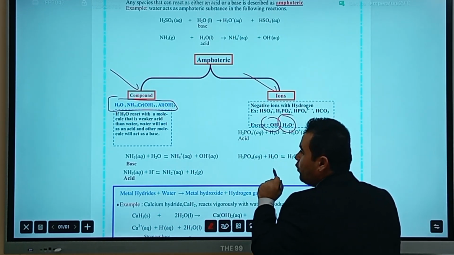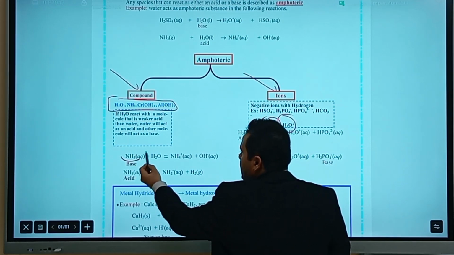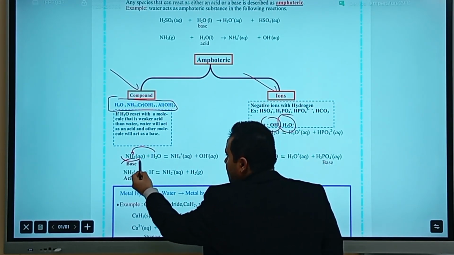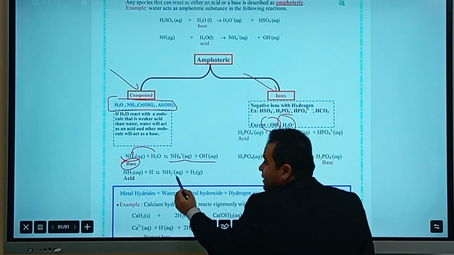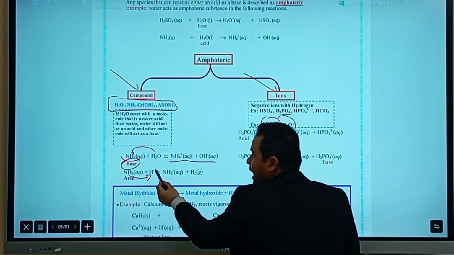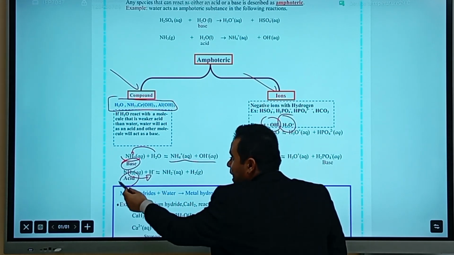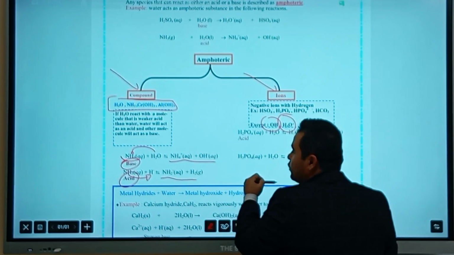As an example of the amphoteric neutrals, have a look at NH3. In this case, NH3 accepts a proton, so it behaves as a base to form ammonium and hydroxide. But in the second one, NH3 donates a proton to the hydride, so it acts as an acid, and forms amide with H2.